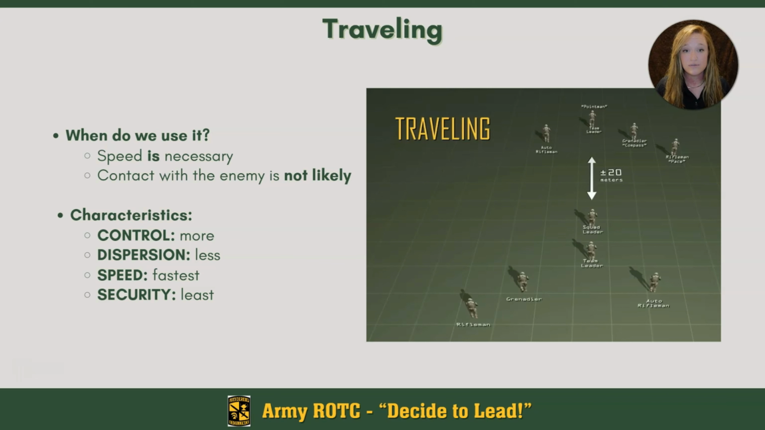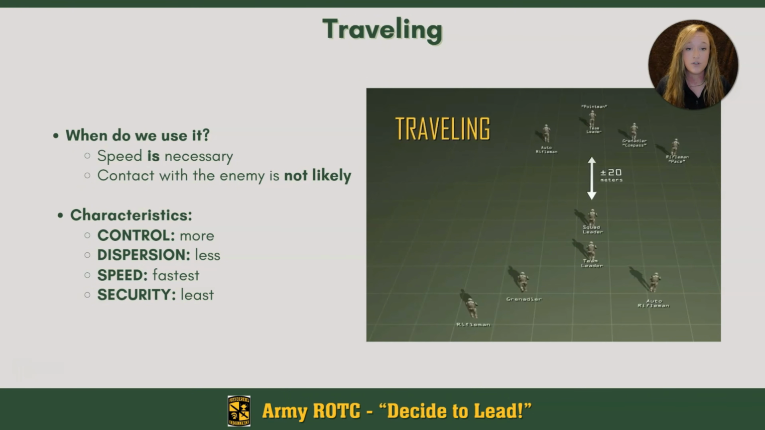Now, with those characteristics that a platoon leader has to take into account when deciding on this movement technique, that control, which is referring to the element leader's ability to control their subordinate leaders. So you can see in this photo, the squad leader is fairly close to both team leaders. Therefore, this movement technique has more control. The dispersion is less. There's only 20-ish meters between fire teams, so they're not as spread out. That's what dispersion is referring to.